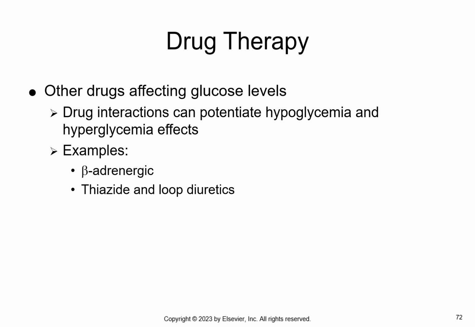Other drugs affecting glucose levels. Both the patient and the HCP must be aware of drug interactions that can potentiate hypoglycemia and hyperglycemia. For example, beta-adrenergic blockers can mask symptoms of hypoglycemia and prolong hypoglycemic effects of insulin. Loop diuretics can worsen hyperglycemia by inducing potassium loss.